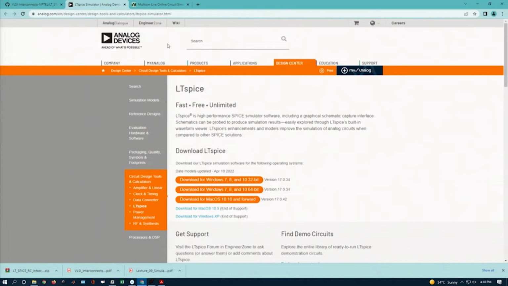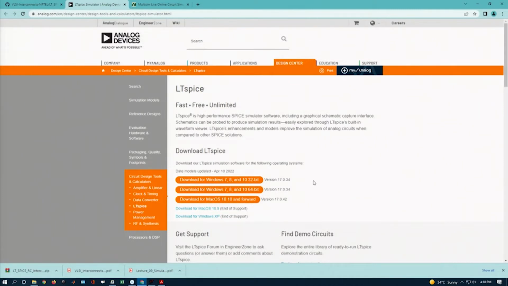This is from Analog Devices. It is freely available for Windows and also for Mac. If you are using Linux, then you can install this LT SPICE using Wine. So I have tested this software on Linux as well.